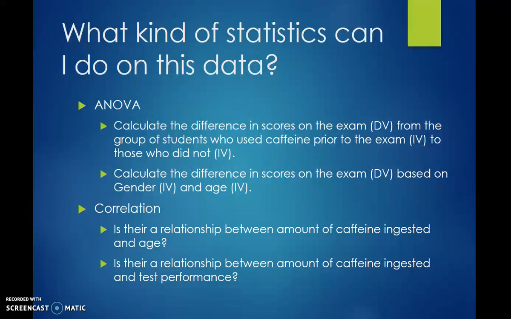I could also do a correlational study. This would be non-experimental, right? So I could look at the relationship between the amount of caffeine ingested and age. And I could also look at the amount of caffeine ingested and test scores. So as the amount of caffeine rises, do the test scores rise? That would show a strong positive correlation. All right. Okay, I think that is it for now.